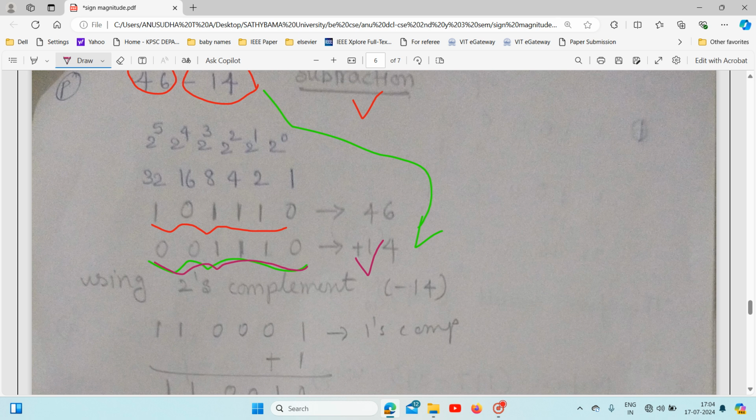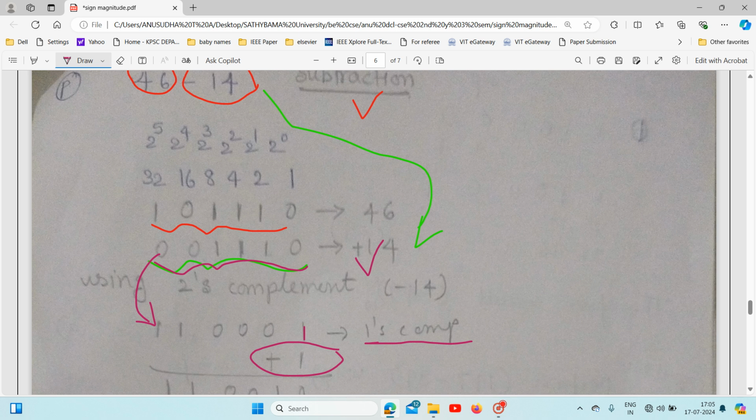So what is the first step? First you have to do the invert operation. You have to do ones complement. For the 2's complement, you have to add plus 1 with the result. You have to add plus 1 with the LSB bit. This is the rule. What is the rule?